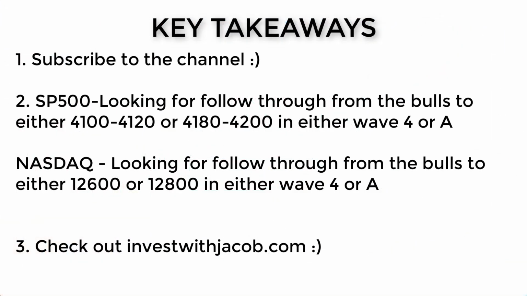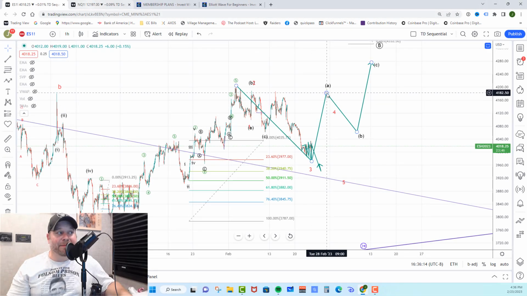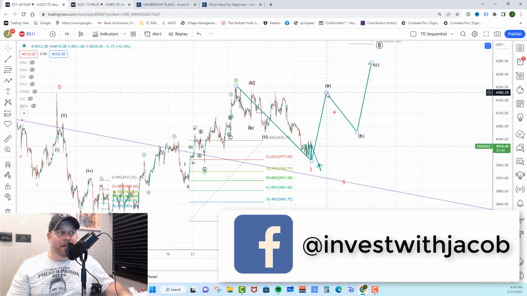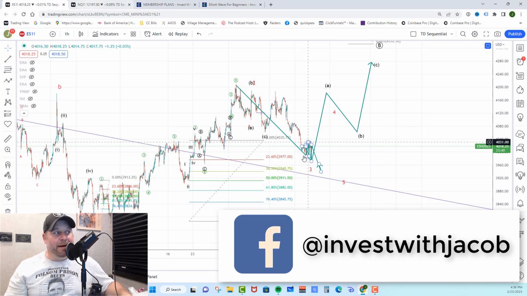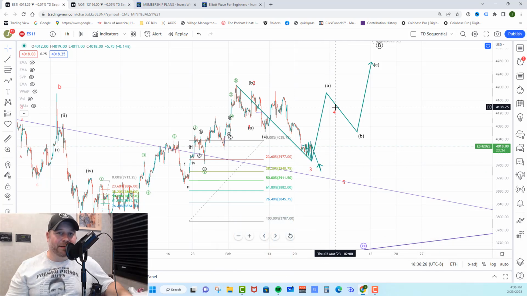Key takeaways for today, we're looking for follow-through from the bulls. If they can follow through, our first target would be the 4,100 to 4,120 area in a wave 4 bounce, and then we look for wave 5 down from there. However, if they can push it over 4,150, then it becomes much more likely we're in that A wave in the ABC higher to the 4,250, 4,300 area. If they get no follow through whatsoever, we would look for another low in the 3930 to 50 area and then look for the bounce after that.